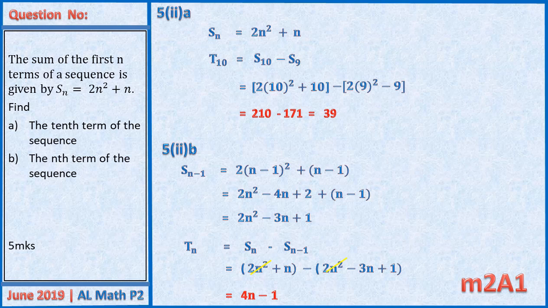You can even test it to answer part A of question 5. If you put the value of 10 in that 4n minus 1, you have 40 minus 1, which gives us 39, which therefore means that there is a 100% correlation between this formula and what was used in part A.